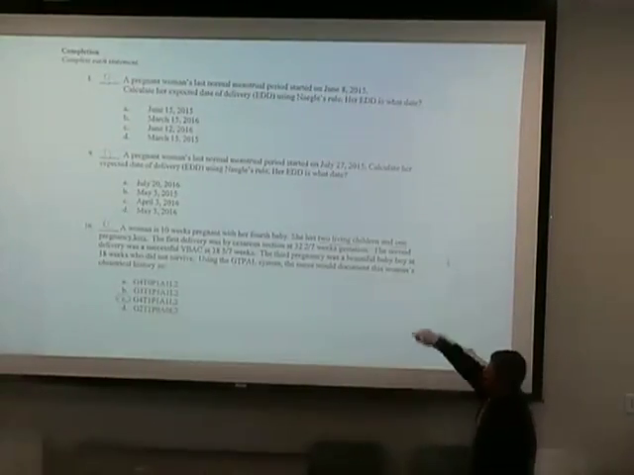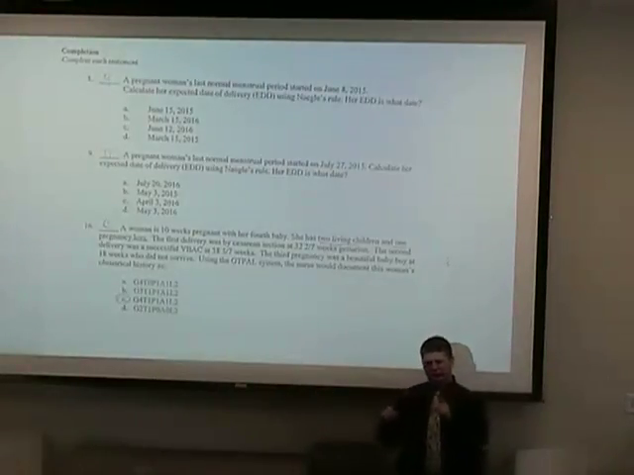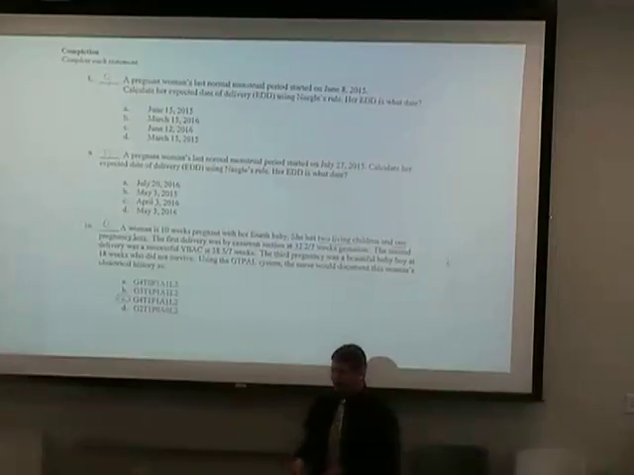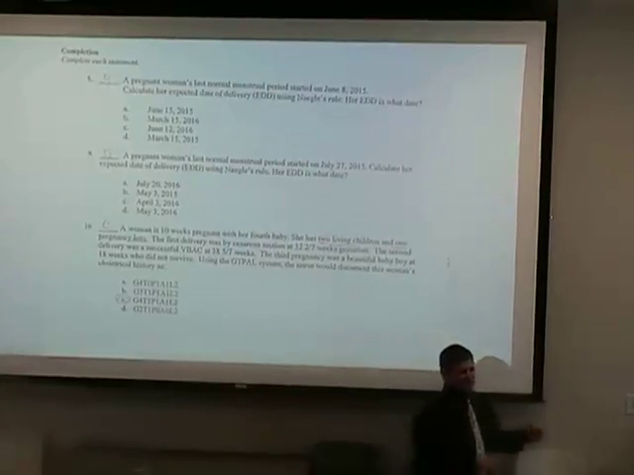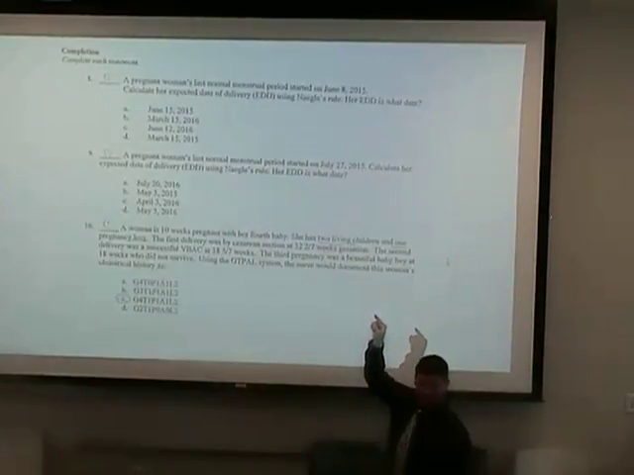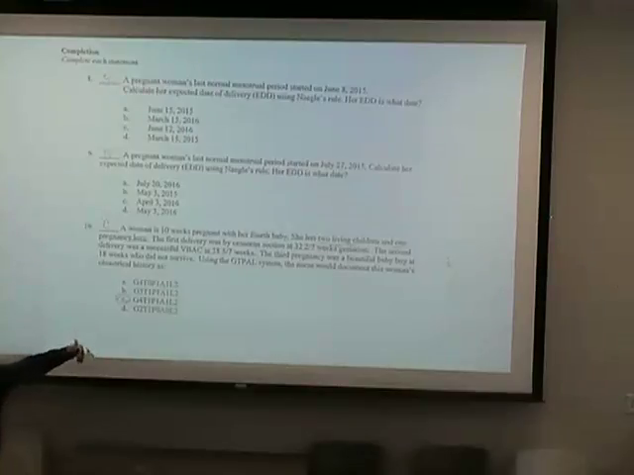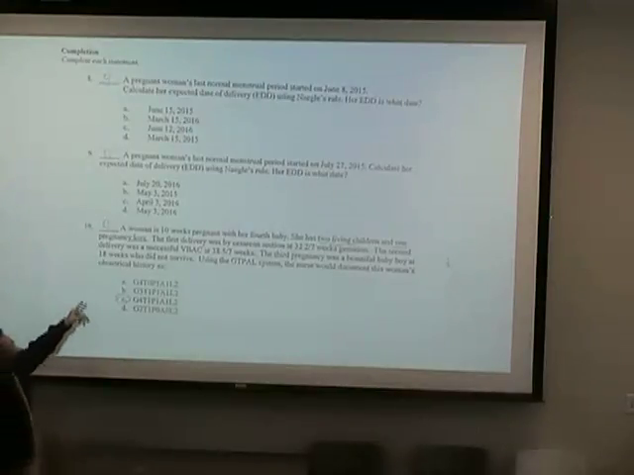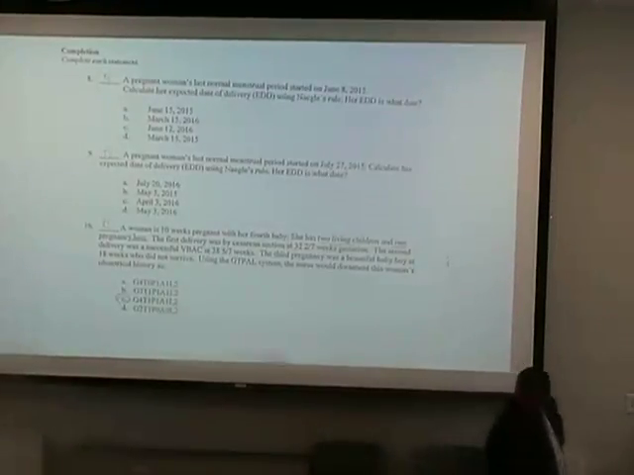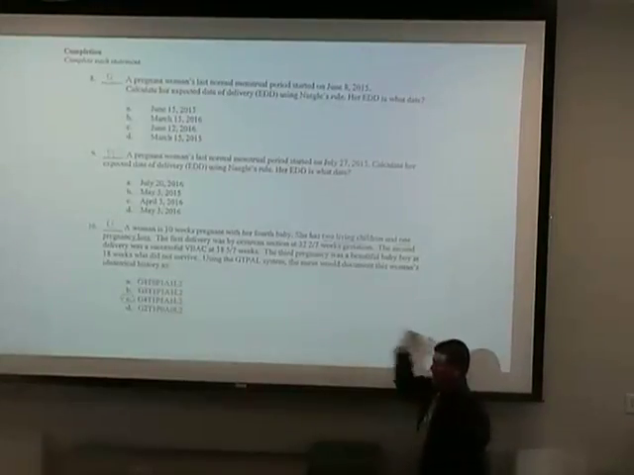Simple Nagel's rule. A lot of you missed number 9 because you took your 3 months away before you added your 7 days. You have to add 7 days first. That moves you to August 3rd. Then you subtract 3 months from August 3rd and you get May. If you took 3 months away from July, you got April, and you said April 3rd. You should have had that all over the test. They're bonus questions, they're gimmies.